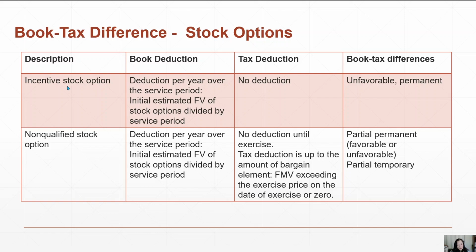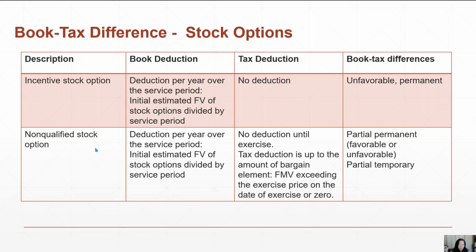Depending on the type of the stock option, the tax treatment is different, and the book treatment is slightly different as well. In this particular case, for incentive stock option, for book deduction, the deduction is done per year over the service period, and the initial estimated fair value of the stock options divided by the service period will be the deduction for book purposes. And for tax purposes, there's no deduction whatsoever. Therefore, this incentive stock option creates a permanent unfavorable book tax difference.